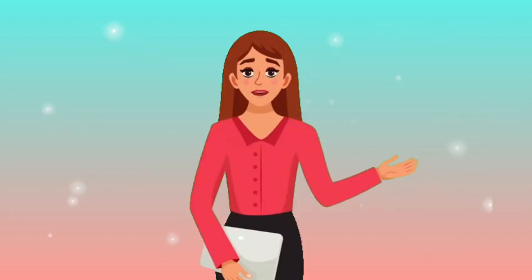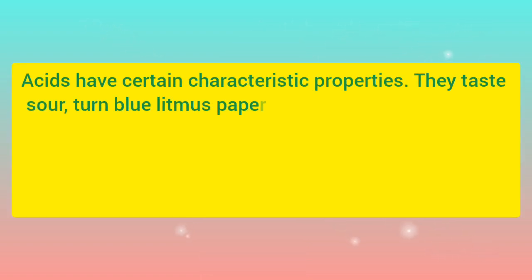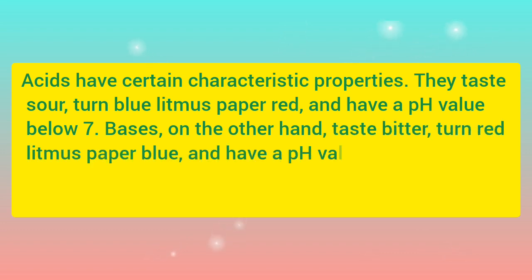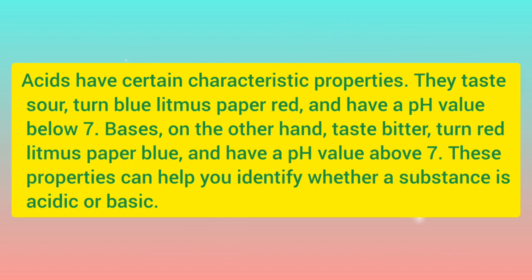Thank you, sir. That clarifies the basic distinction between acids and bases. Could you explain some common properties of acids and bases that will help me understand their behavior better? Acids have certain characteristic properties. They taste sour, turn blue litmus paper red, and have a pH value below 7. Bases, on the other hand, taste bitter, turn red litmus paper blue, and have a pH value above 7. These properties can help you identify whether a substance is acidic or basic.